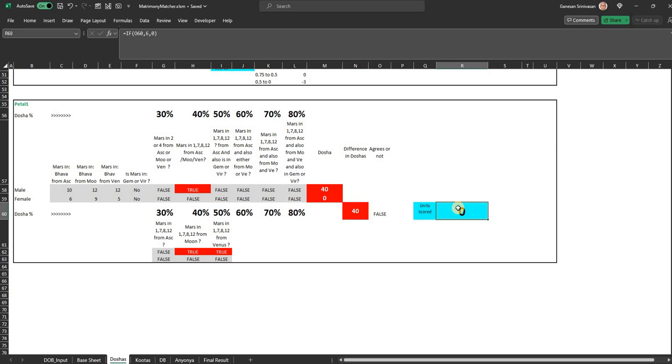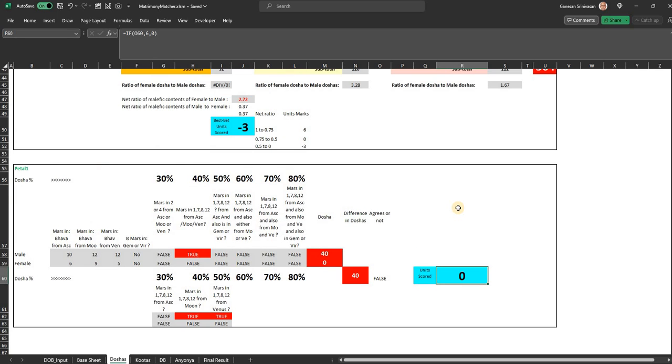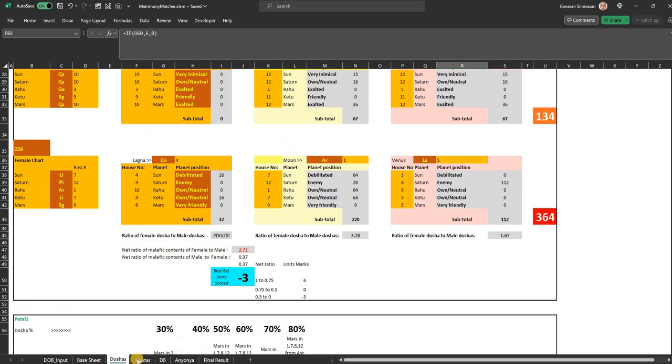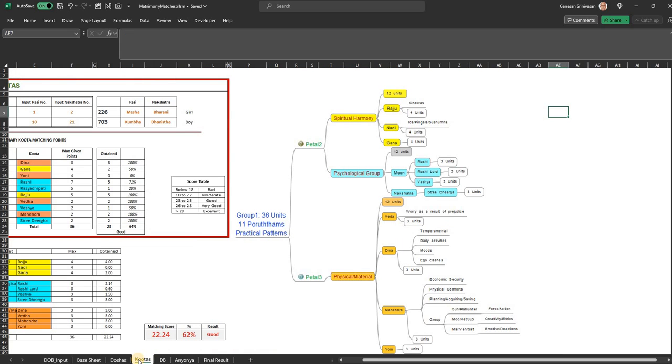Therefore, they don't score anything at all. So the dosha samya is not there. Their balance is not there in this case. And the Kootas is the next sheet. You don't have to touch anything again here.